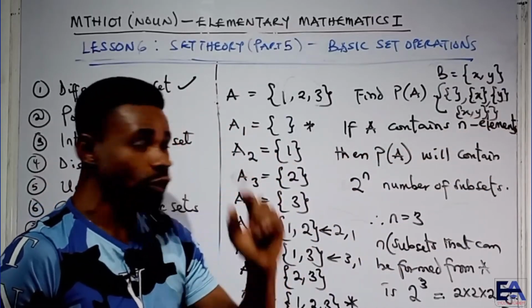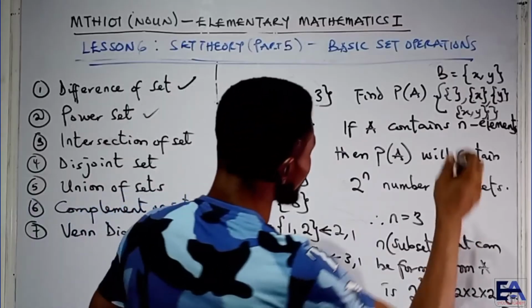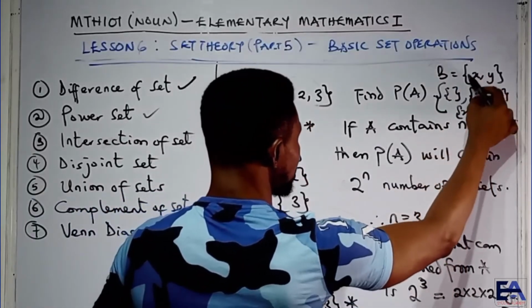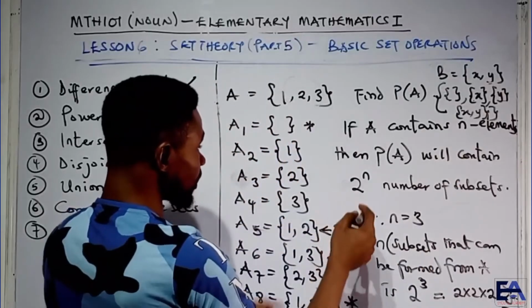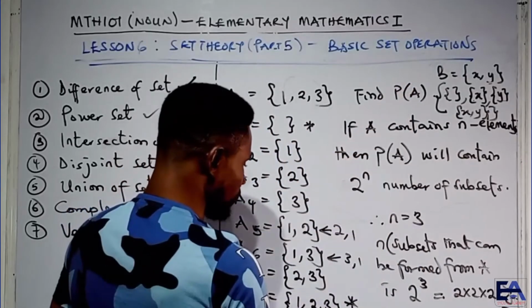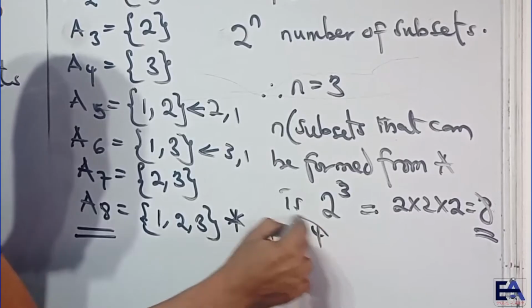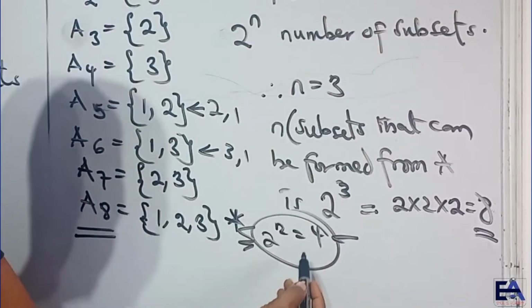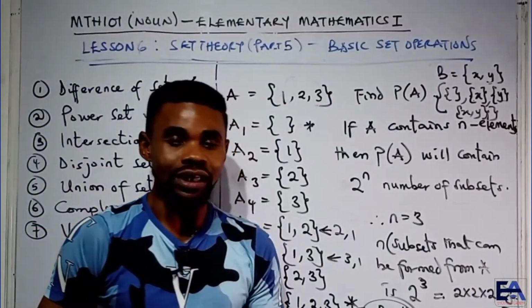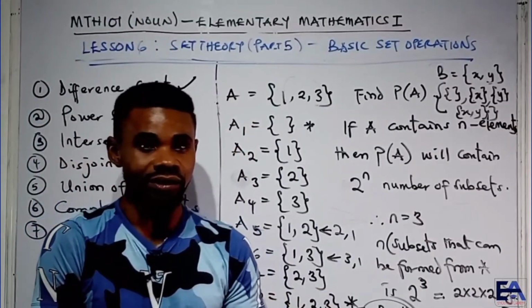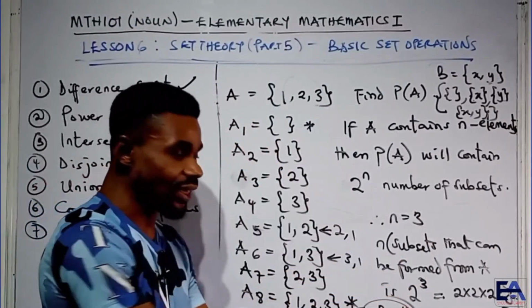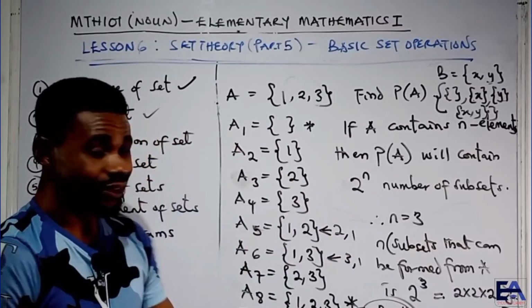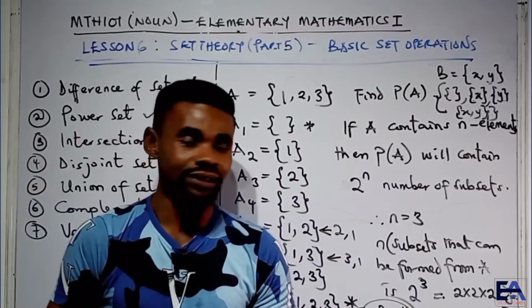Why do we have 4 subsets? Because B contains 2 elements. In this case, n is equal to 2. So we have 2 raised to the power 2, which is equal to 4. Just because we have 2 elements, we are going to have 4 subsets. So that is the characteristic of power sets. All right, that is the end of that topic, the section on power sets.